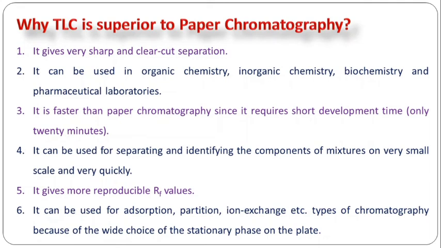If you are using gel as a solid stationary phase, then that is called size exclusion chromatography. If you are using resin for exchange of ions, then that is called ion exchange chromatography. So we have a choice to choose the stationary phase. According to that, various types of paper TLCs are there. This is the better advantage rather than paper chromatography. In paper chromatography, paper is the only stationary phase. So this is why TLC is superior to paper chromatography.